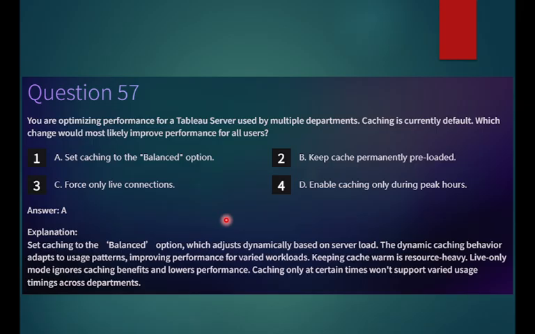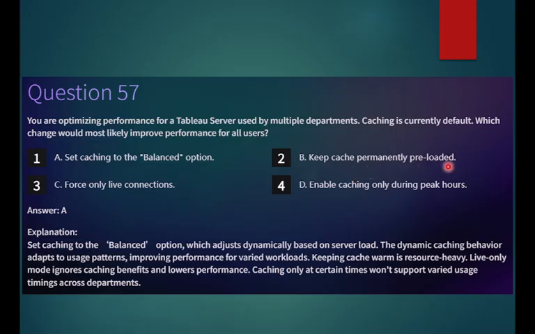Moving to the next question. You are optimizing performance for a Tableau server used by multiple departments. Caching is currently default. Which change would most likely improve performance for all users? So here option A is correct. Set caching to the balanced option, which adjusts dynamically based on the server load. So the balanced option is more beneficial. That's why option A is correct.